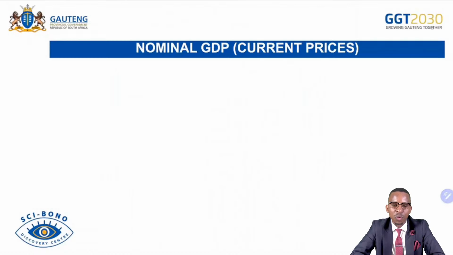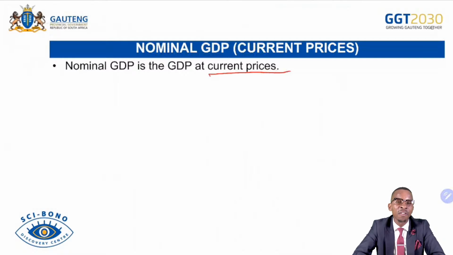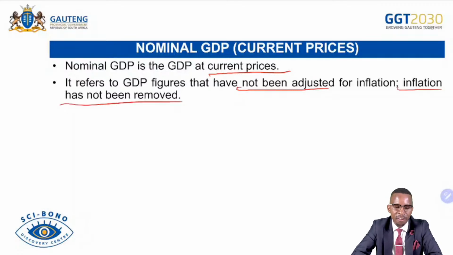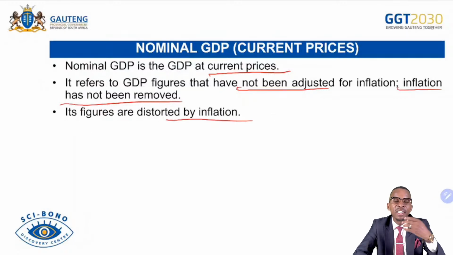Then we move to the nominal GDP as well as real GDP. Remember, the nominal GDP refers to the GDP at the current prices. This is the GDP that has not been adjusted for inflation. It is an inflated GDP. It uses the current prices, and it refers to GDP figures that have not been adjusted for inflation. Inflation has not been removed, so it has the inflation effect. Its figures are distorted by inflation. They've been increased by inflation.